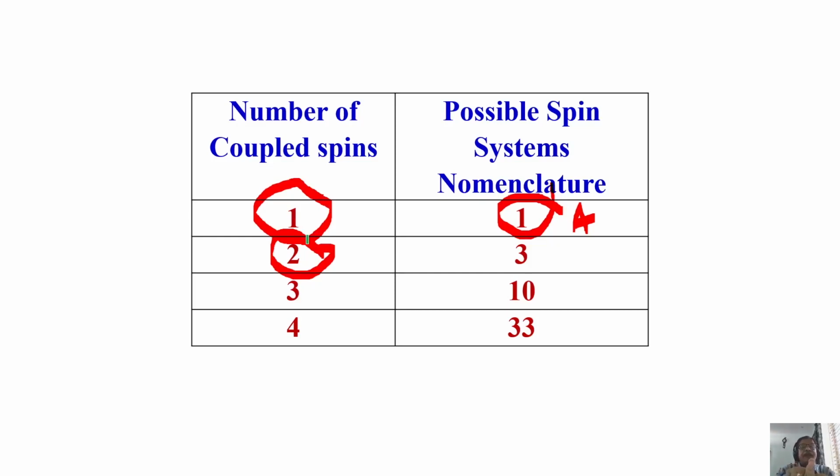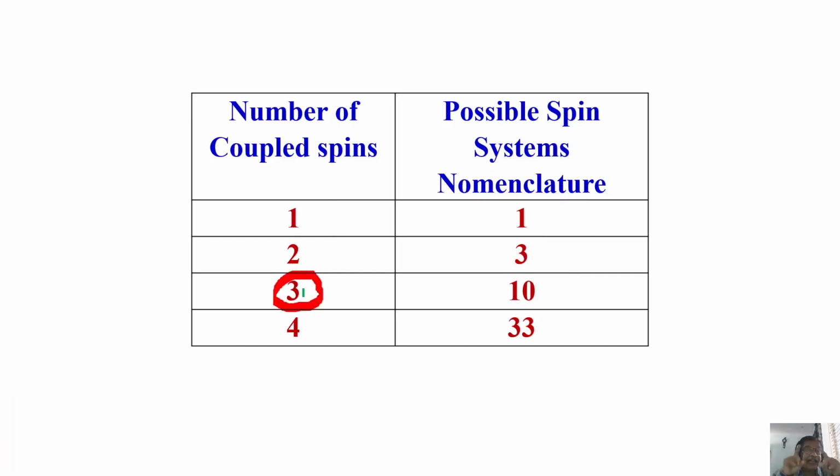A2 means it is equivalent. There is no coupling between them. You are not seeing the coupling in the spectrum. There is coupling, but you don't see it in the spectrum. Then it becomes A2. So when two spins are coupled, there are three possible spin systems, AX, AB, and A2. Okay. Now, what happens if I take a three spin system here?